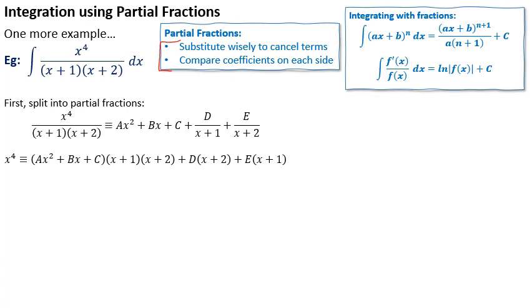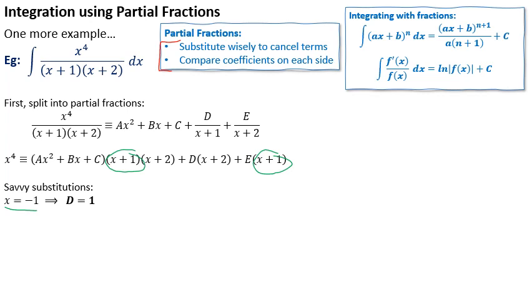Now, the savvy substitution we're talking about will involve, for instance, x equals minus 1. You can hopefully see which bracket that's going to help us with. If x is minus 1, then anything involving x plus 1 will immediately cancel out and disappear, leaving us with d being the only term that still remains. We'll have d times minus 1 plus 2, in other words, just d times 1 on the right hand side. And on the left, we've got minus 1 to the power 4, which is also 1.